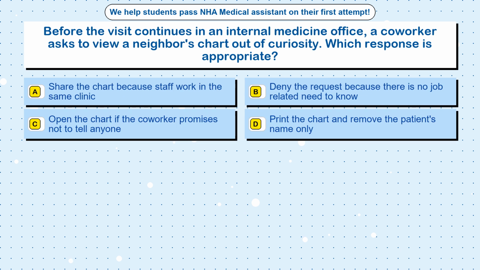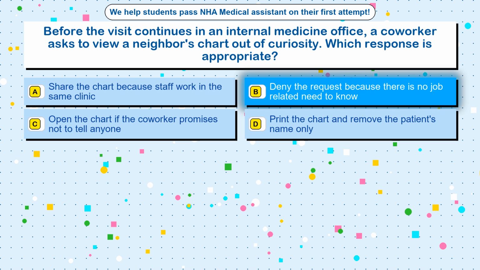Question 91. Before the visit continues in an internal medicine office, a coworker asks to view a neighbor's chart out of curiosity. Which response is appropriate? Option A, share the chart because staff work in the same clinic. Option B, deny the request because there is no job-related need to know. Option C, open the chart if the coworker promises not to tell anyone. Option D, print the chart and remove the patient's name only. The correct answer is option B, deny the request because there is no job-related need to know.